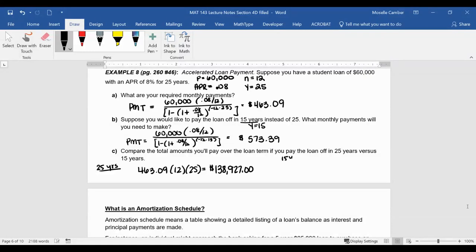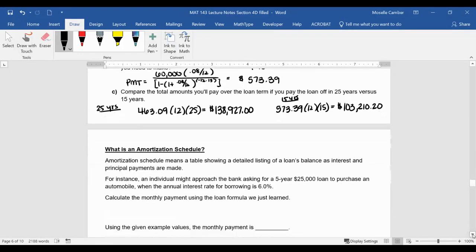If you pay it back in 15 years, you pay $573.39 each month, 12 times a year for 15 years, and you'd end up paying $103,210.20. So should you go for the 15 years? Well, I mean, you pay $35,000 less by paying it off in 15 years than 25. So if you can afford that higher payment, go for it.